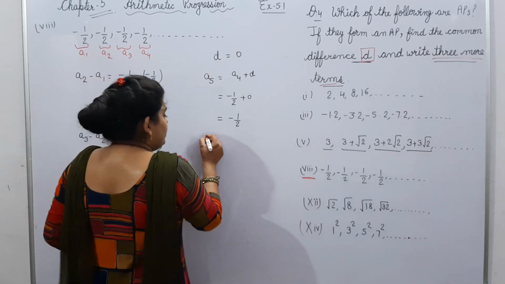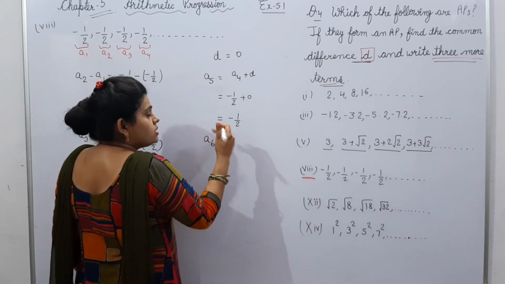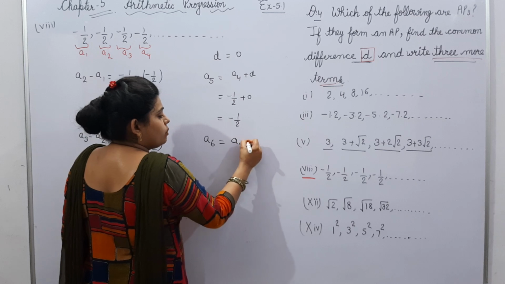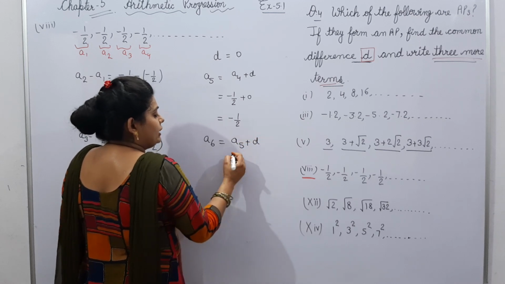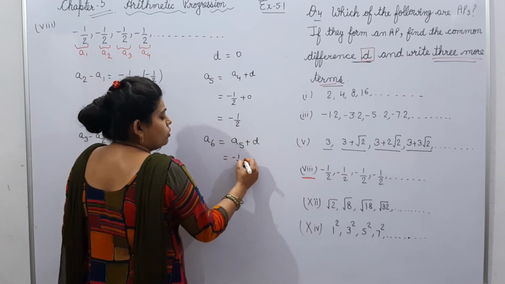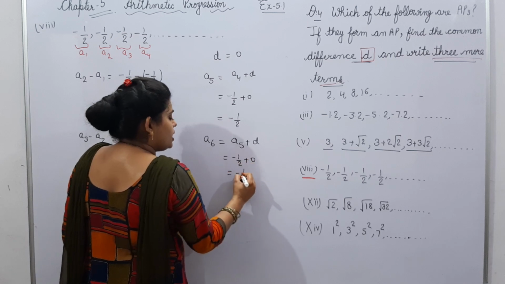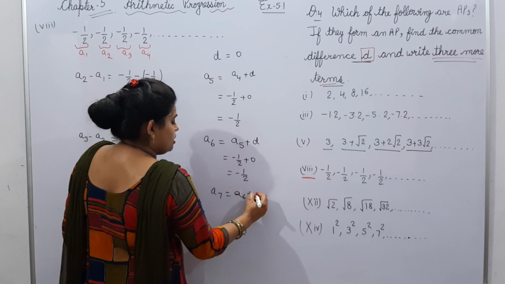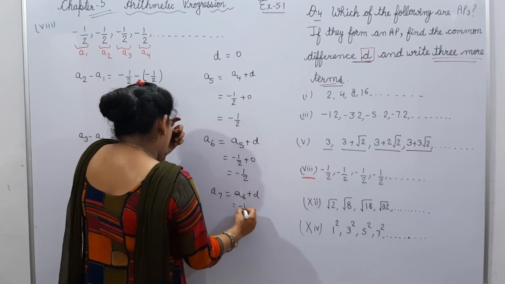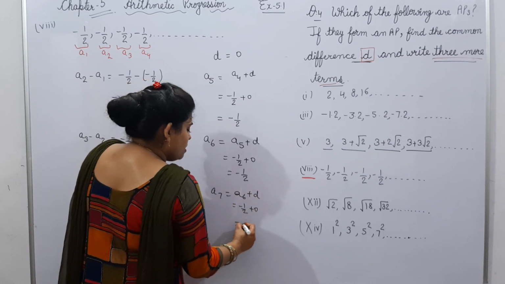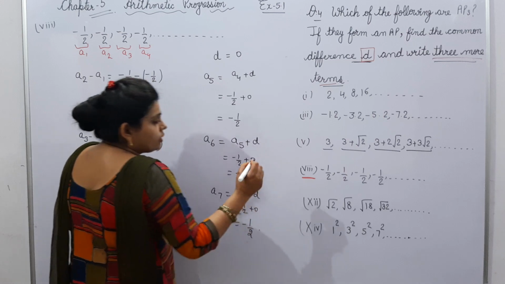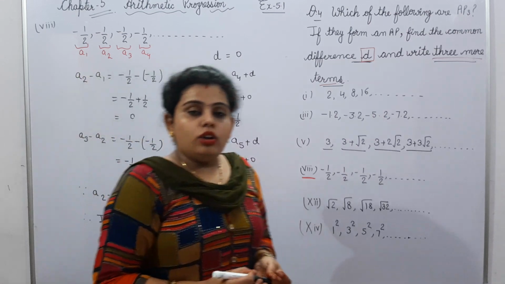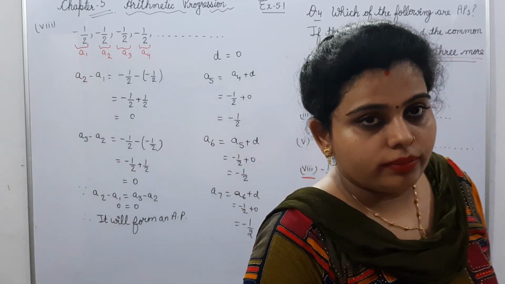So what will be the value of next three terms? Same means minus 1 by 2. But we will do like this. Minus 1 by 2 plus 0 means minus 1 by 2. A7, A6 plus D means minus 1 by 2 plus 0 means minus 1 by 2. This is our 8th part of question number 4.